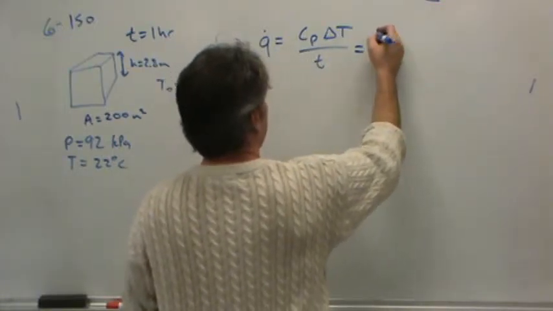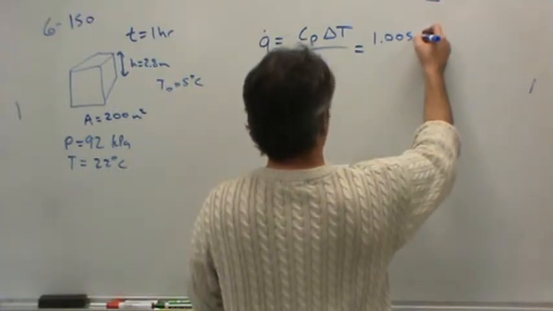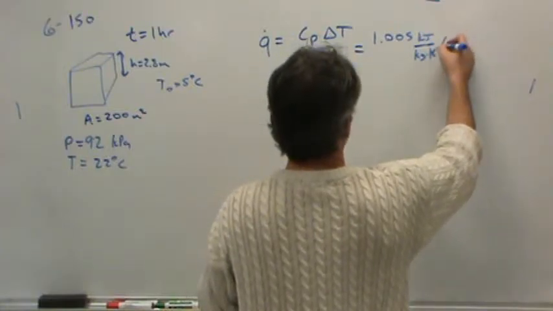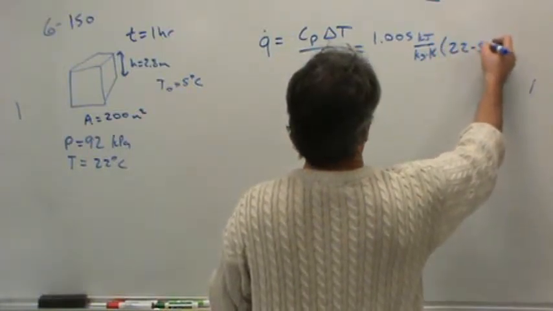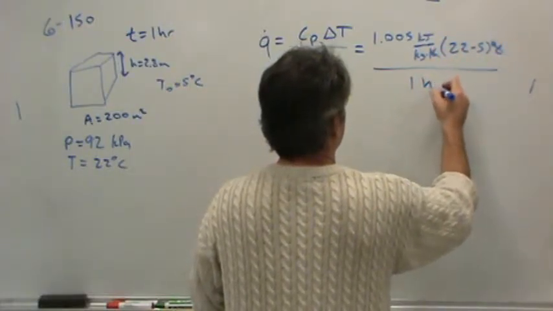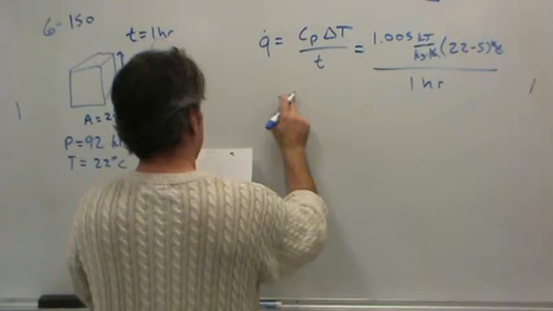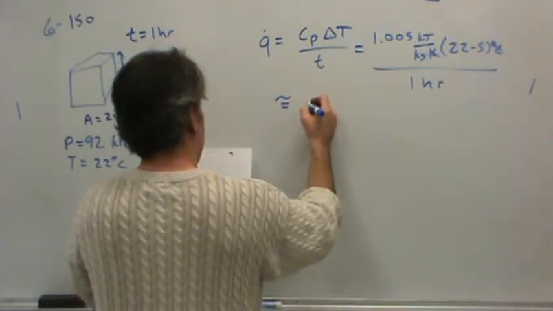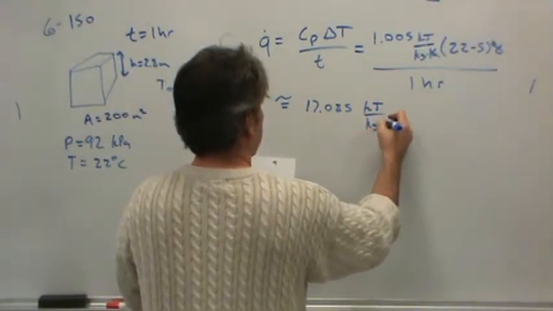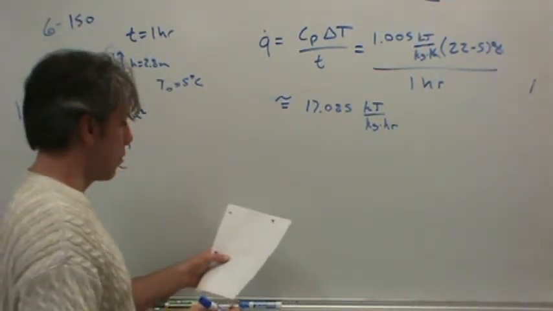Anyway, the heat capacity of air at constant pressure is 1.005 kilojoules per kilogram per Kelvin. The change in temperature is 22 degrees less 5 degrees Celsius, and the amount of time is 1 hour. Okay, so little q dot comes out to about 17.085 kilojoules per kilogram per hour. Okay, so that's the rate at which we would have to supply energy back into the home per unit mass.